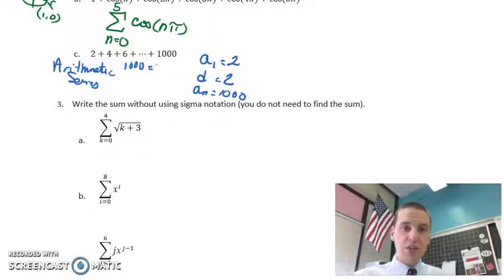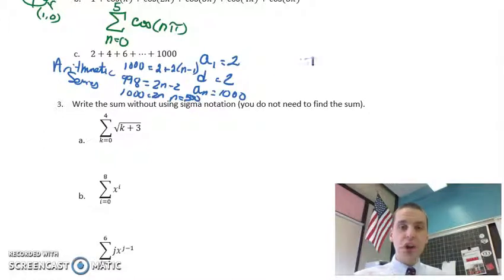1,000 equals 2 plus 2 times n minus 1. And we have the n minus 1, we didn't start at 0. So we're going to get 998 equals 2n minus 2. We're going to get 1,000 equals 2n, and we're going to get n to equal 500. Now we know that when we write out our summation, we're going until 500, starting at 1.